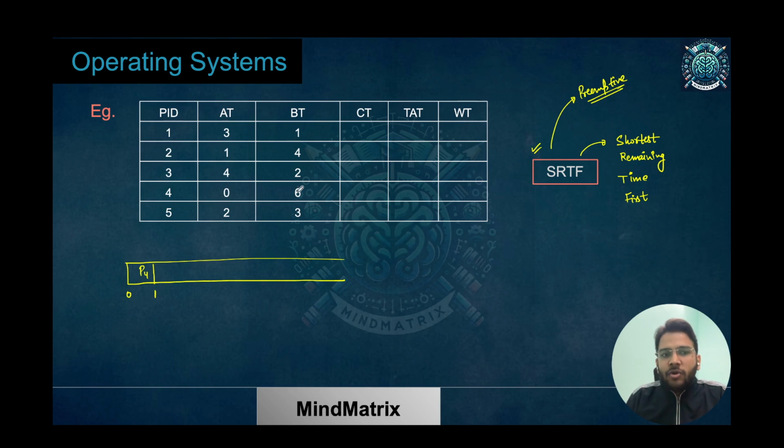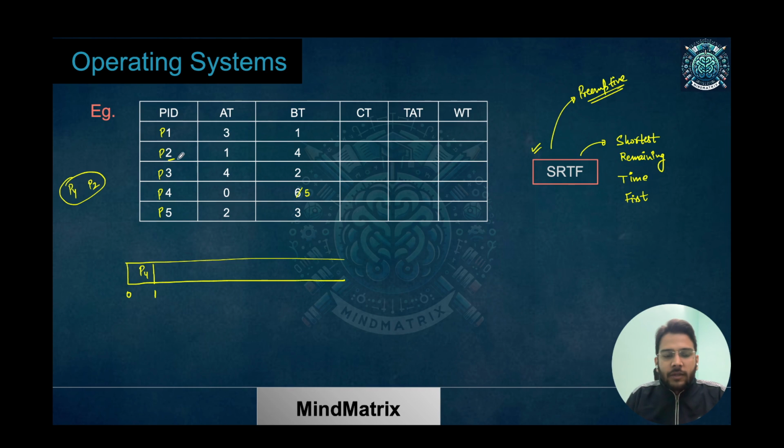So if I execute P4 for 1 unit of time, 6 will become 5. Now, at 1 unit of time, I have P4 plus I have P2 also. Let me write here P1, P2, P3, P4 and P5. So at 1 unit of time, P2 has also arrived in the ready queue. Now there are 2 processes present in the ready queue. Now we have to compare the burst time of the processes, and the process which is having the lowest burst time, we are going to schedule that first.